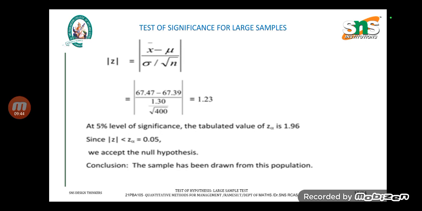The sample mean is 67.47, the population mean is 67.39, the standard deviation is 1.30, and the number of data is 400. Substituting all that and reducing, we get 1.23, which is our calculated value. At the 5% level, the tabulated value is 1.96. Here, the calculated value is less than the table value. Therefore, we accept H naught. We conclude the sample has been drawn from this population.